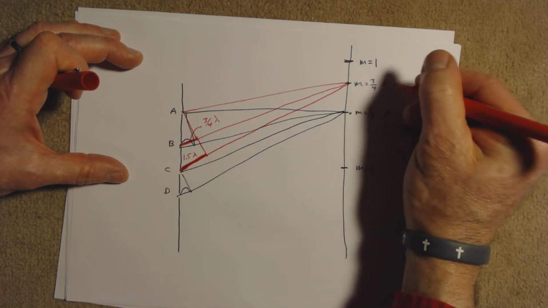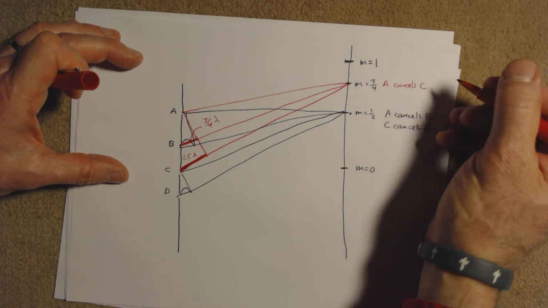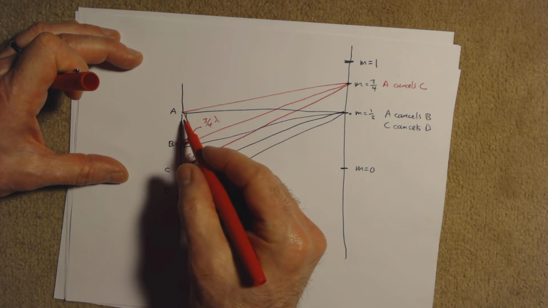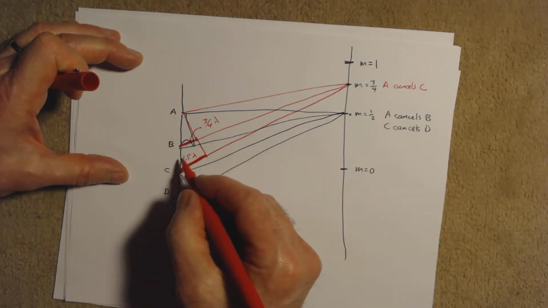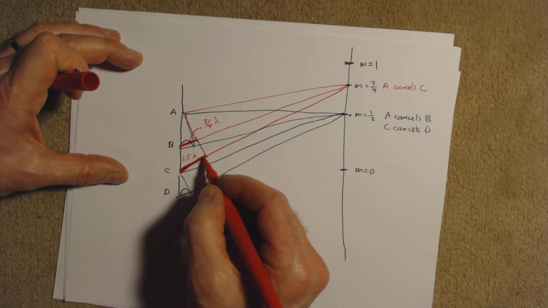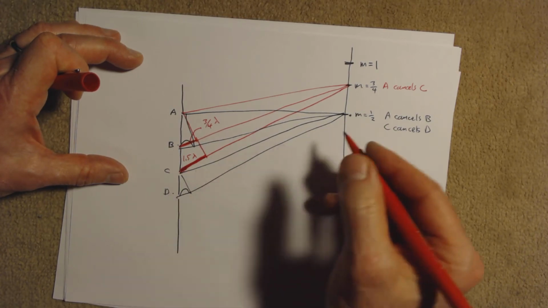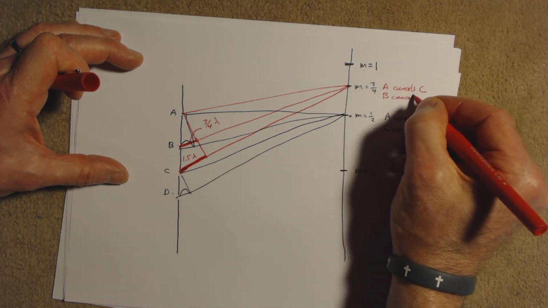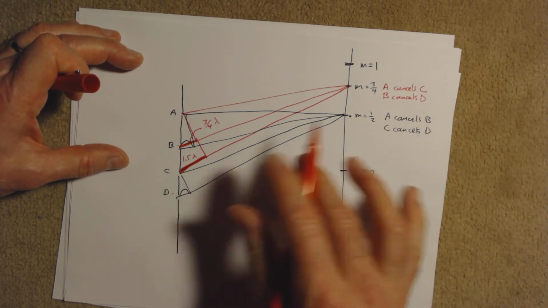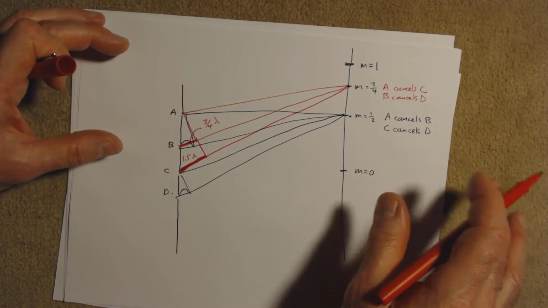So at this point, A cancels C. Sorry, I said destructive interference between A and B. I meant between A and C. A is going to cancel C, and if A and C have a path length difference of 1.5 lambda, then B and D will have a path length difference of 1.5 lambda. So B is going to cancel D. So that's also going to be a minimum of the interference pattern.